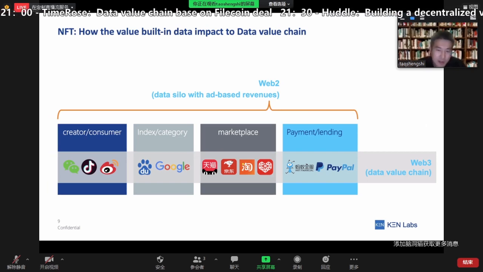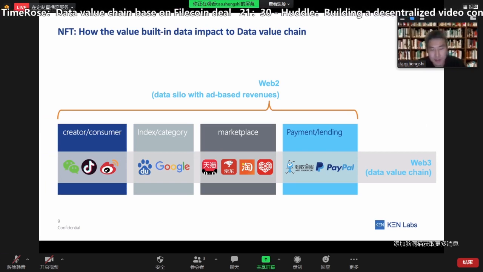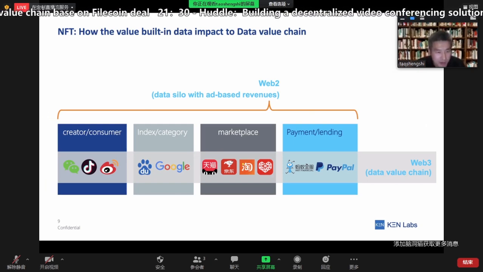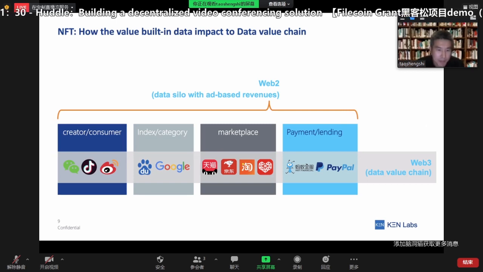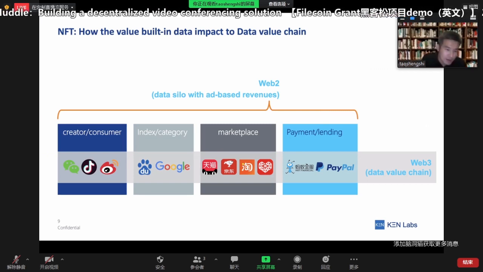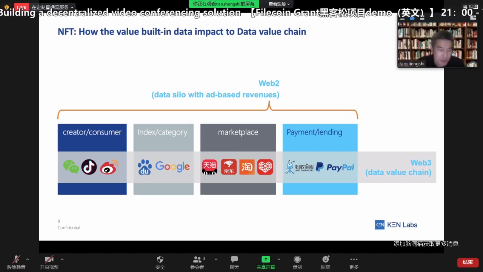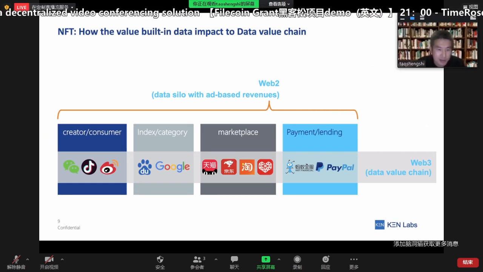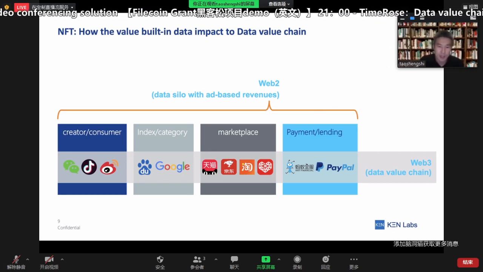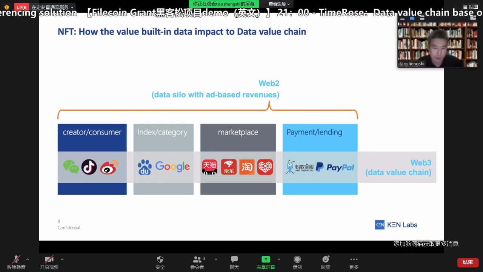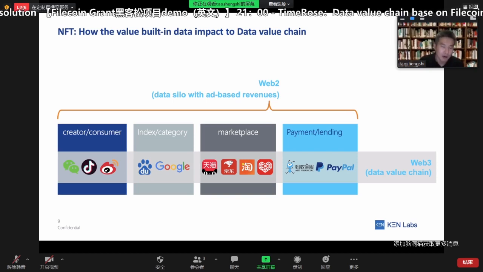But for Web3, you can think of the consumer, the index, the marketplace, and the payment and lending, for example DeFi, Filecoin and IPFS, OpenSea and Rarible, as one data value chain service. We don't need to separate these into separate applications and separate companies. We think Web3 is the all-in-one solution for these applications.